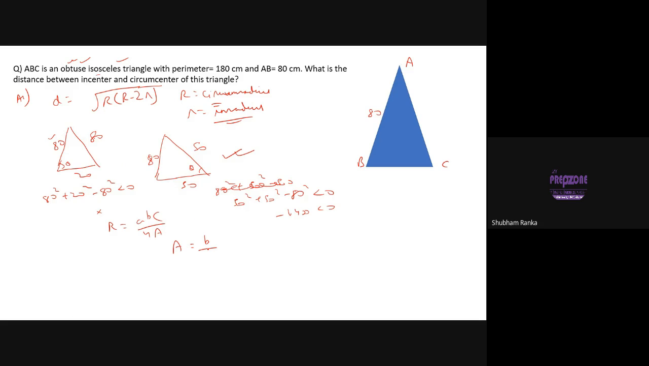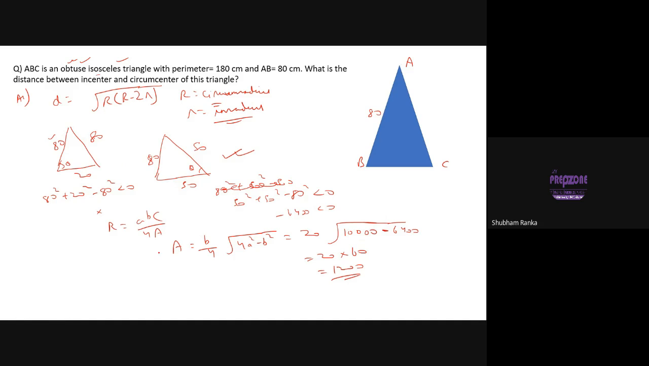But the isosceles area we covered would be b by 4 into the square root of 4a square minus b square. This is just a faster method for this. b is the different side, a is the same side. So the different side here is 80, and 80 by 4 is 20. Root over 4 into 50 square, which is 4 into 2500, minus 80 square, which is 6400. This is the different side. So 20 root over 100 would give you 3600, so it will give you 60, so the area is 1200.